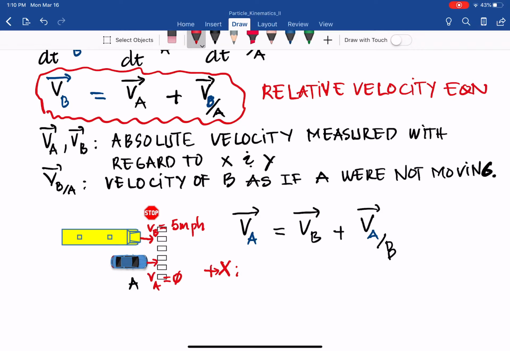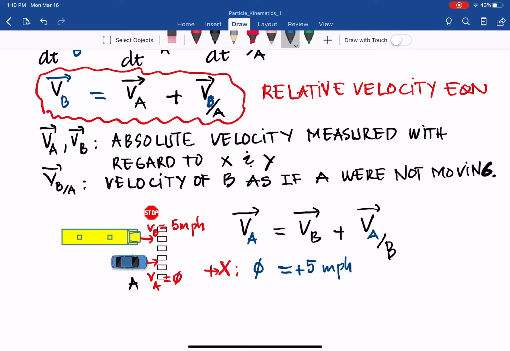From that, V_A equals 0. So we can write that equation as 0 equals V_B, 5 miles per hour to the east. So 5 miles per hour to the east, right? So it's positive, the same as the positive direction.